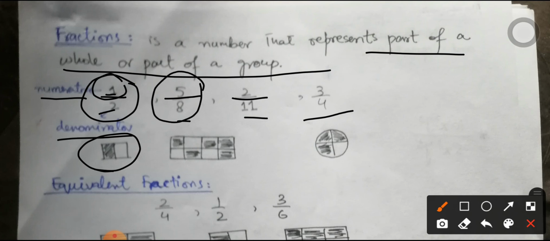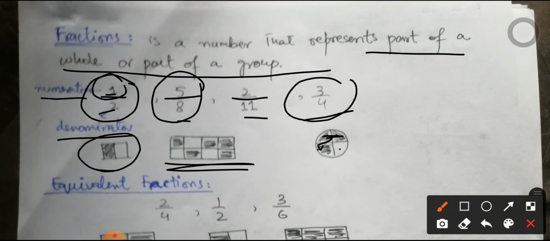So 5 by 8 means we have a total of 8 parts and we are taking 5, or considering 5 parts. Here you can see that we have a total of 8 parts and 5 are colored. Then we have the fraction 3 by 4. It means that we have 4 total parts and we are taking 3 parts out of it. So this fraction is representing 3 by 4. This is how we say that a fraction represents part of a whole or part of a group.